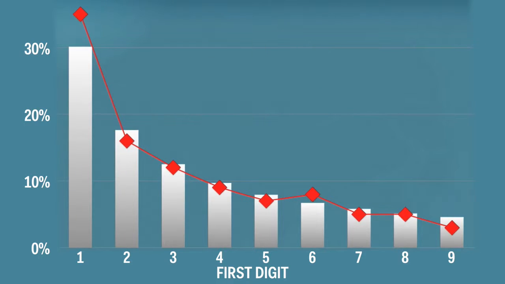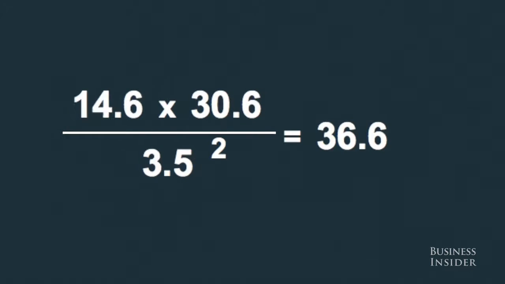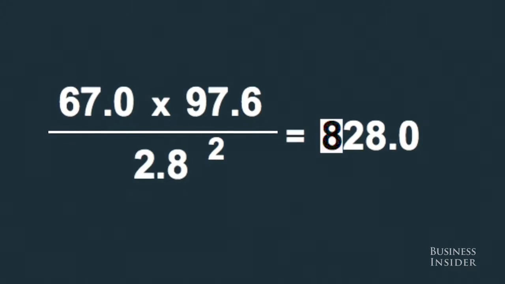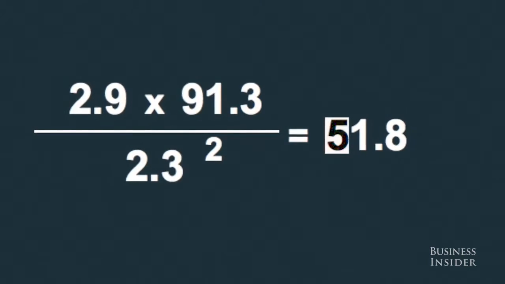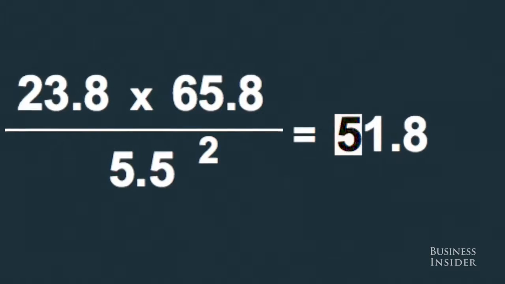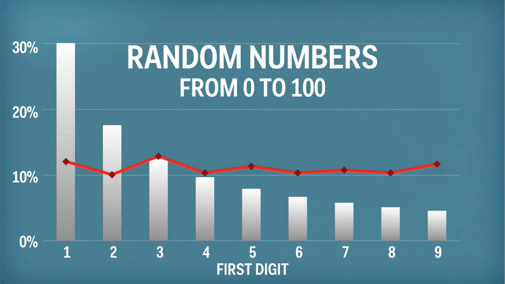Why does this happen? One explanation is that when random numbers are multiplied, divided, or raised to powers, the first digits move toward this log distribution. This certainly applies to financial data, as most of it goes through many mathematical operations. To demonstrate this, I started with 1,000 random numbers from 0 to 100. As you can see, the first digits are pretty evenly distributed from 1 to 9.